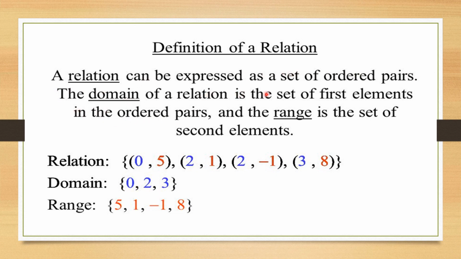The domain of a relation is the set of first elements in the ordered pairs and the range is the set of second elements. So if a relation is {(0,5), (2,1), (2,-1), (3,8)}, then the domain is the set of first elements. No matter how many times an element repeats, it is written only once, so the domain is {0, 2, 3}. The range is {5, 1, -1, 8}, the set of all second elements.